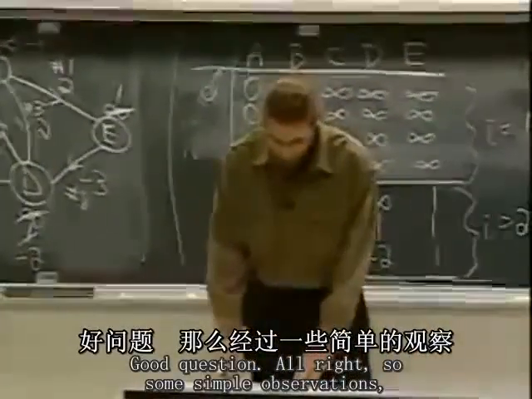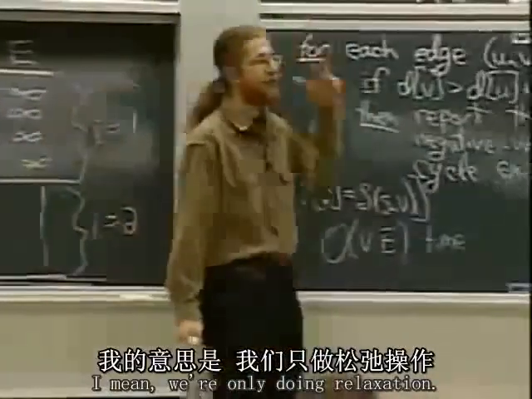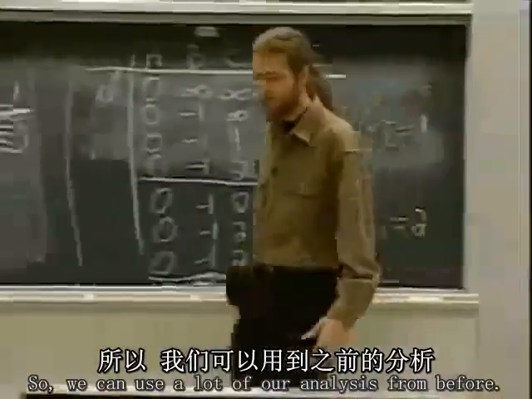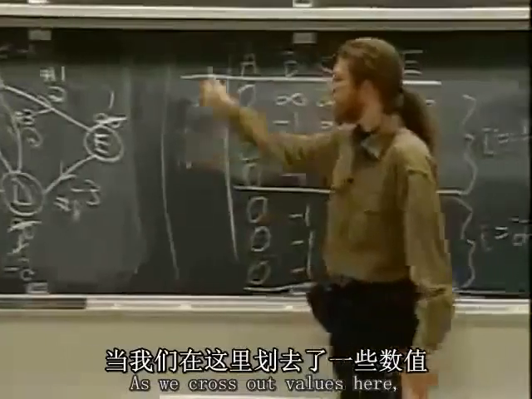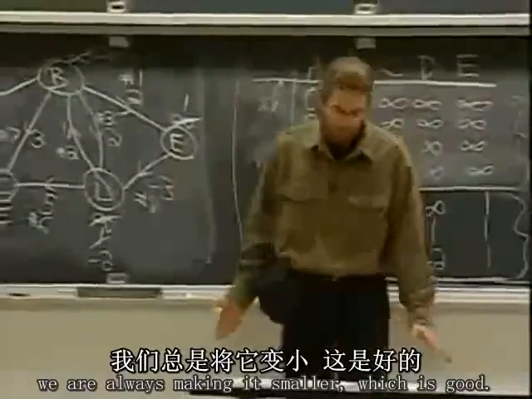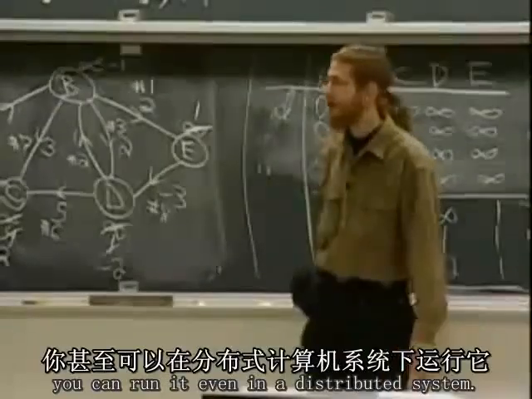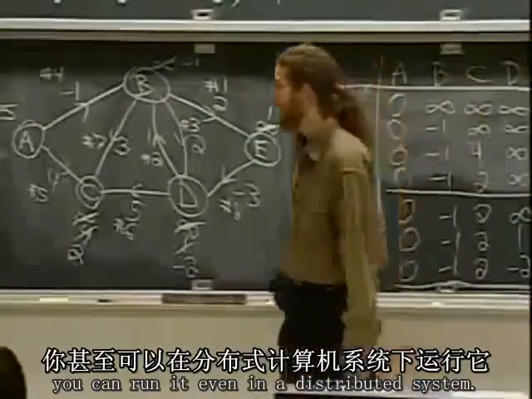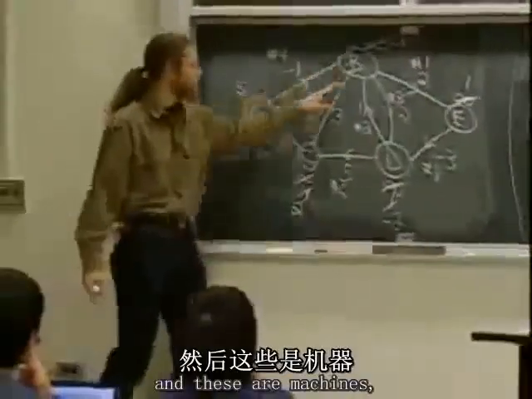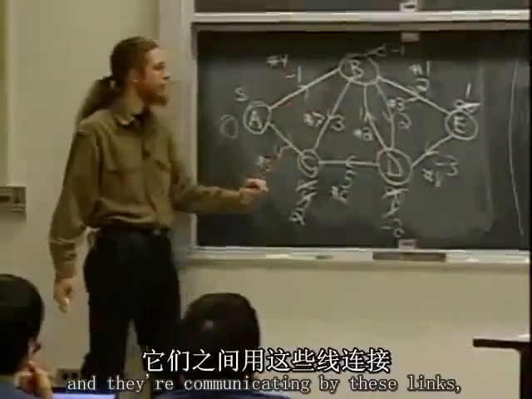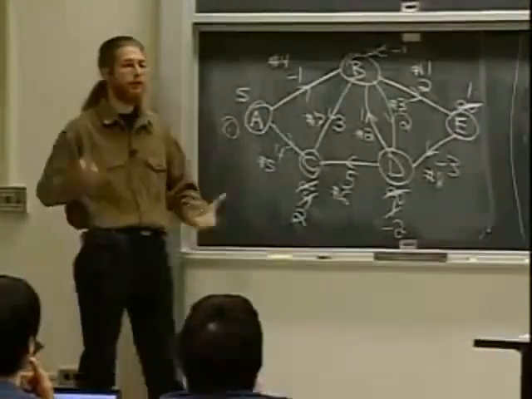All right. So some simple observations. We're only doing relaxation, so we can use a lot of our analysis from before. In particular, the D values are only decreasing monotonically. As we cross out values here, we're always making them smaller, which is good. Another nifty thing about this algorithm is you can run it even in a distributed system. If this is some actual computer network, and these are machines communicating via these links, relaxation is a purely local thing. You don't need any global strategy.